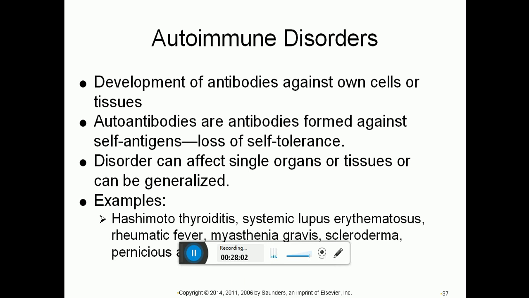Autoimmune diseases, these are, again, our immune system is unable to identify our self-antigens, and it starts to destroy them. So this is called also loss of self-tolerance. It could be targeting one organ, or it could be systemic. Examples we have are Hashimoto's thyroiditis, lupus, rheumatic fever, myasthenia gravis, which is the self-destruction of our own muscles, scleroderma, that's in the skin, and pernicious anemia, where we're self-destroying our own red blood cells.